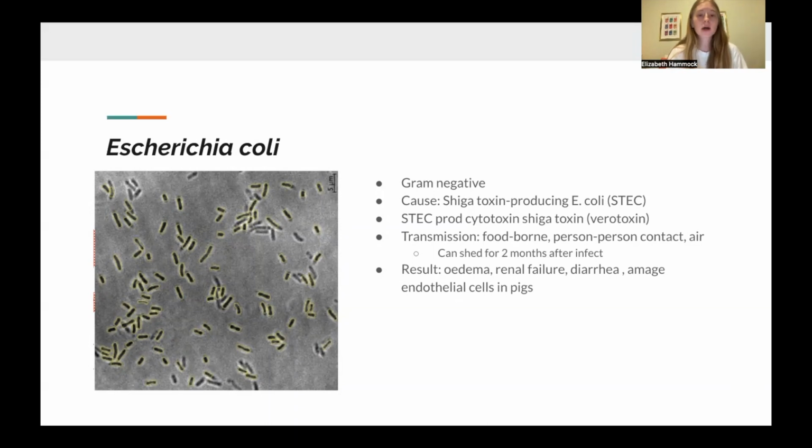And the result of being infected can result in oedema, renal failure, diarrhea, damage to the epithelial cell in pigs specifically. And in this picture, we can see the rods of E. coli in the tissue.